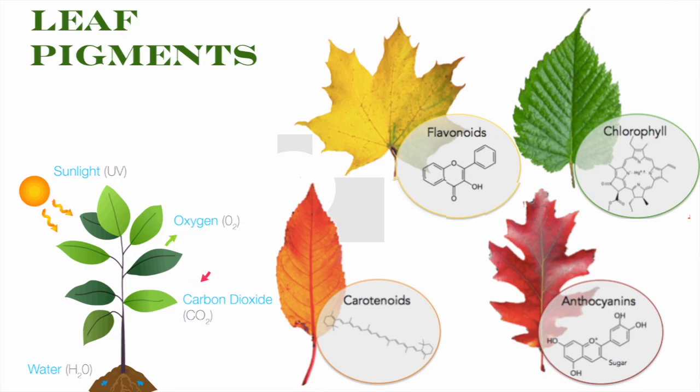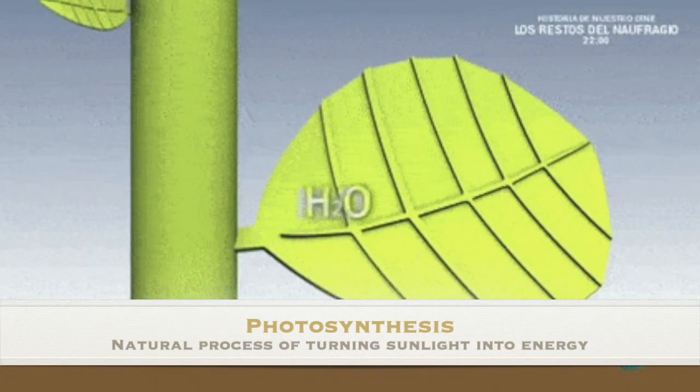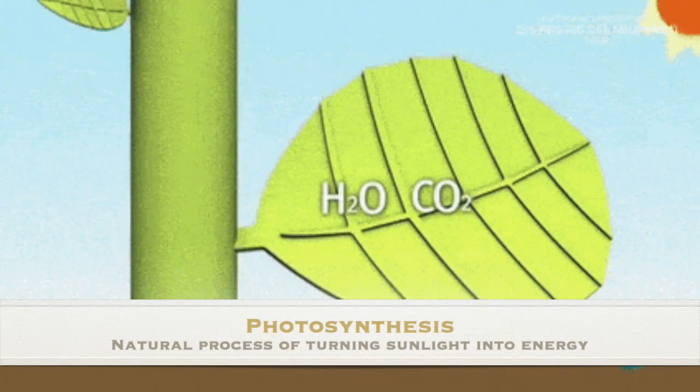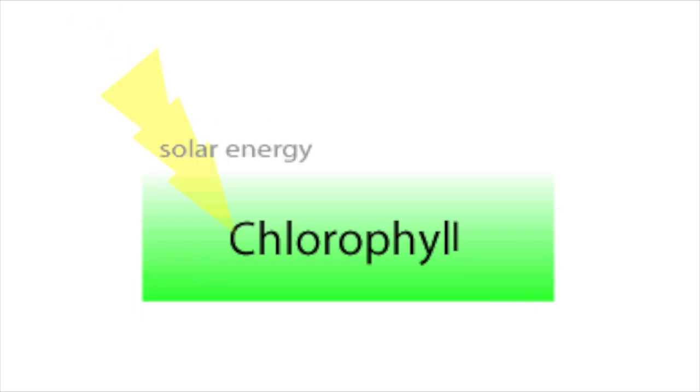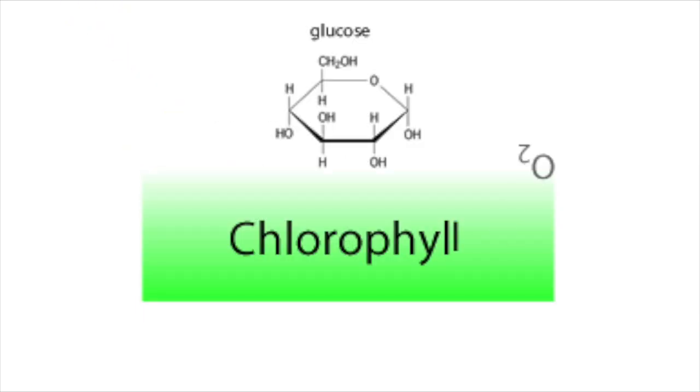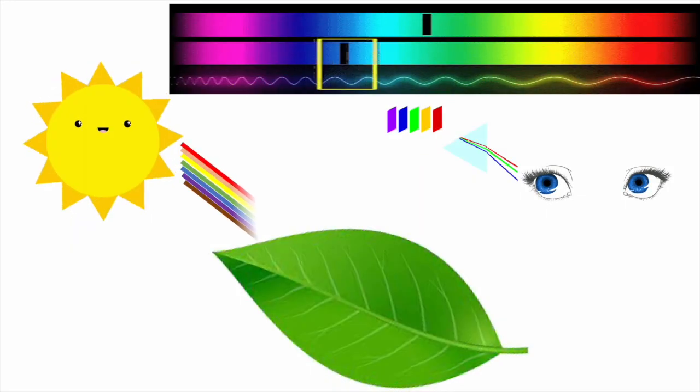The pigment chlorophyll in leaves helps make photosynthesis happen by absorbing from sunlight the energy needed for putting together carbon dioxide and water to form glucose or food. Chlorophyll gives plants their green color and may hide the other pigments present in leaves.